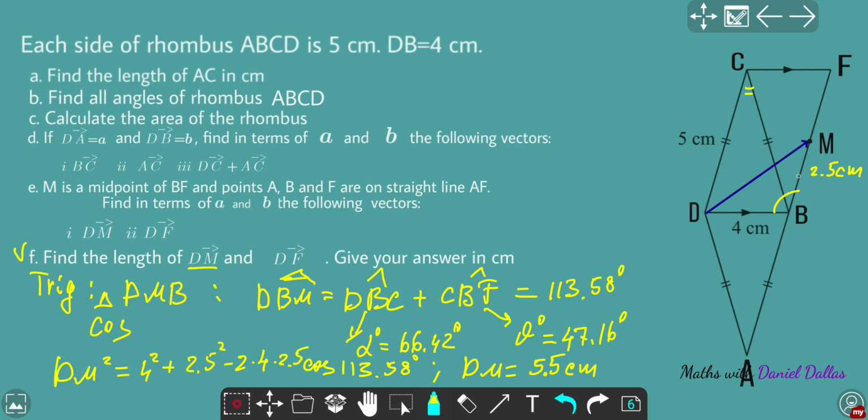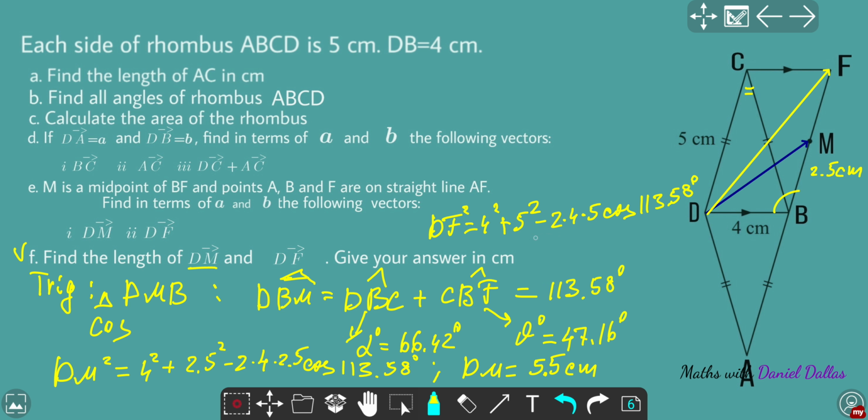That was the stage for DM. Okay, what about DF? So DF right now, I'm going to use the yellow color for DF, and it's going to be this one. So DF is going to be, again we're going to use the same cos rule, so DF is simply, we're going to use 4 squared. Now in this case BF is the whole side, so we're going to add 5 squared, and we take away 2 times 4 times 5 times cos of that angle 113.58. Okay, and that's the final solution for DF.